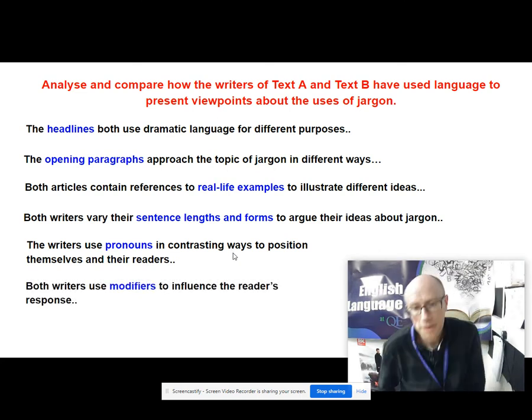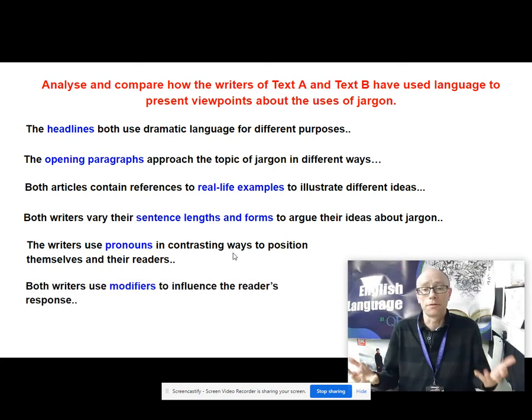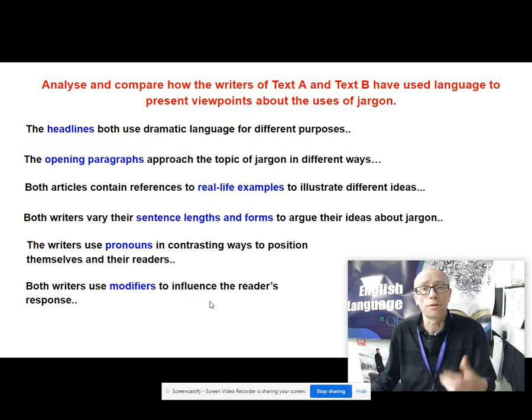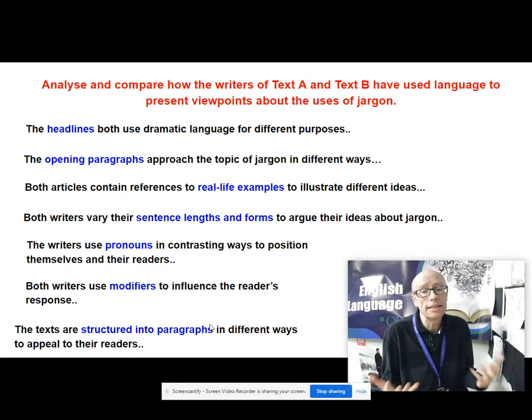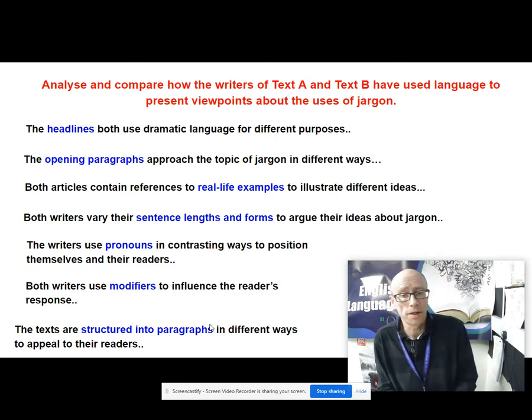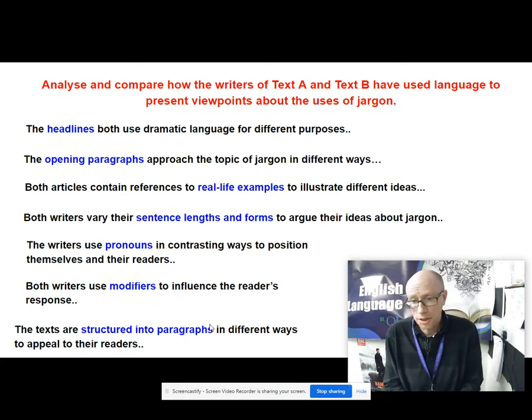What else have we got? Both writers use modifiers to influence the reader's response. Now we're talking about adverbs and adjectives. And finally, the texts are structured into paragraphs in different ways to appeal to their readers. So the secret on this is to make sure that you've got some really good topic sentences at the beginnings of paragraphs. And I would learn these.